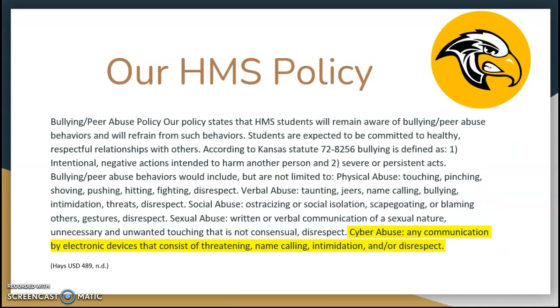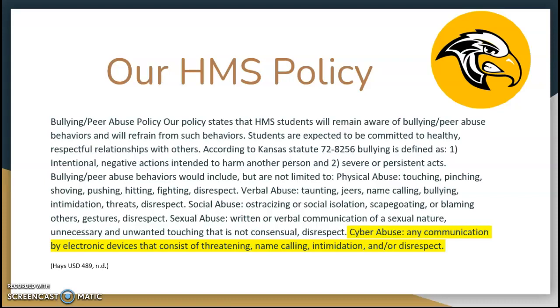Our HMS policy. The bullying, peer pressure, or peer abuse policy states that HMS students will remain aware of bullying and peer abuse behaviors and will refrain from such behaviors. Students are expected to be committed to healthy, respectful relationships with others. According to Kansas statute, bullying is defined as: 1. Intentional negative actions intended to harm another person. 2. Severe and persistent acts.